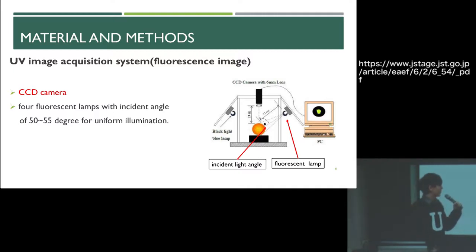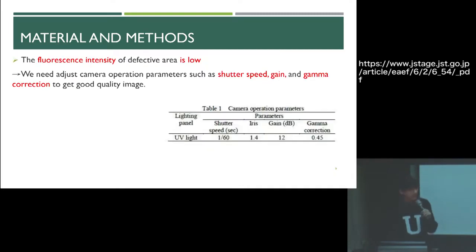First, we use a UV image system to capture the fluorescence image. This equipment includes a CCD camera and 4 fluorescence lamps with a specific incident angle to provide uniform illumination, as in the figure here. But we can see that the fluorescence intensity is very low, so we need to adjust camera parameters to get a good quality image, such as the shutter speed, gain, and gamma correction, as in the table.